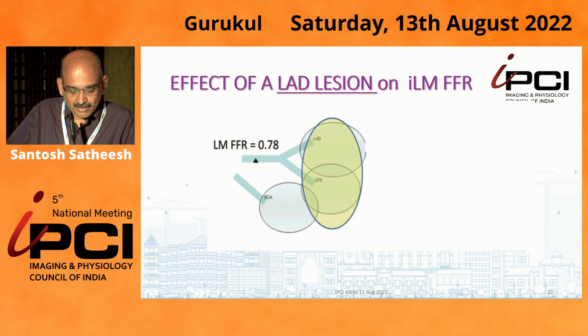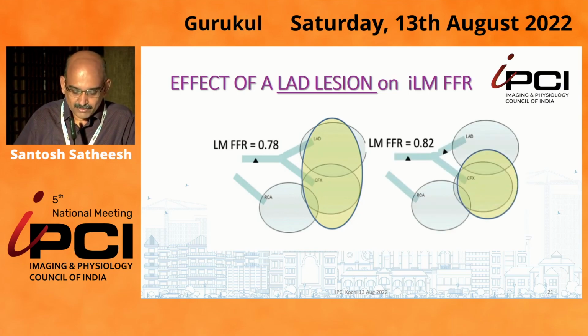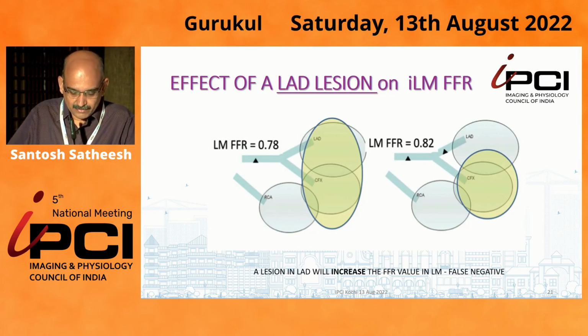If isolated left main, the FFR is 0.78. Once you have a LAD lesion, the value goes higher. That means you will have a false negative value. So the presence of a LAD lesion will increase the FFR value in left main if you have a left main lesion. This you have to be very careful about.